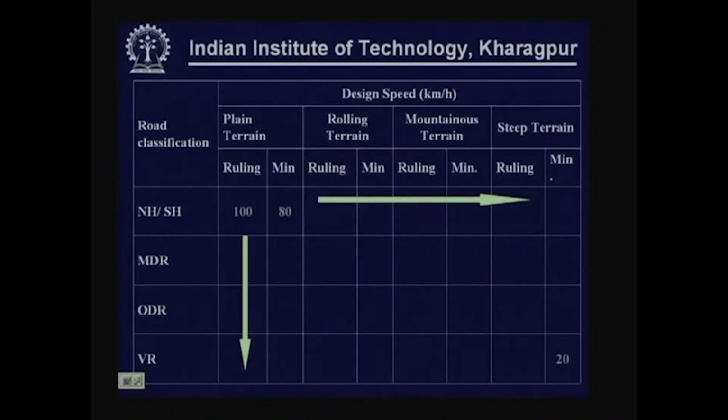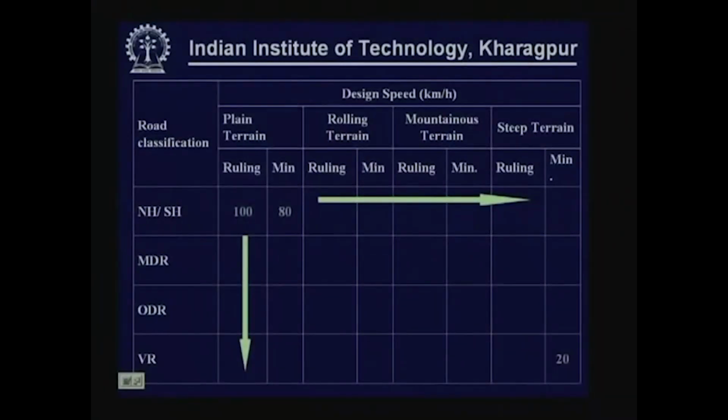So, attempt should be made to design the facility as far as possible based on the ruling design speed. However, in a difficult condition where it is practically difficult to achieve the ruling design speed, one can go up to the minimum design speed, but under no circumstances should we go below the speed specified under minimum design speed.